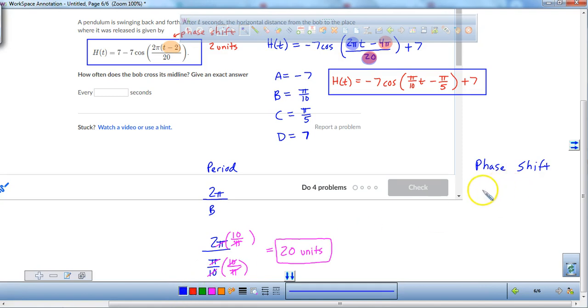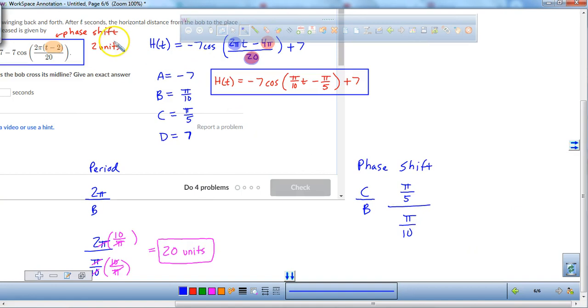Once again, the phase shift will always be the c value divided by the b value. Our c value is pi divided by 5. Our b value is pi divided by 10. Now I already told you the phase shift was 2 units, but I want you to see how you could also check your logic here.